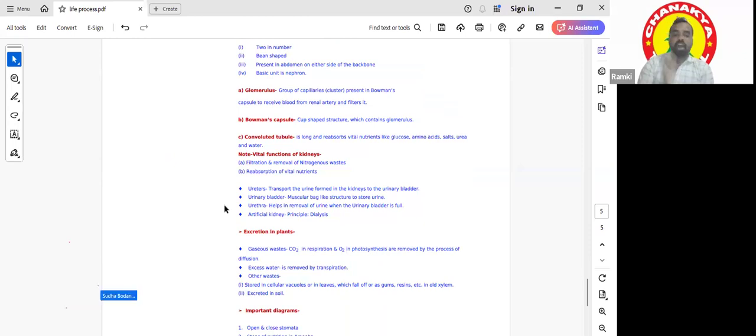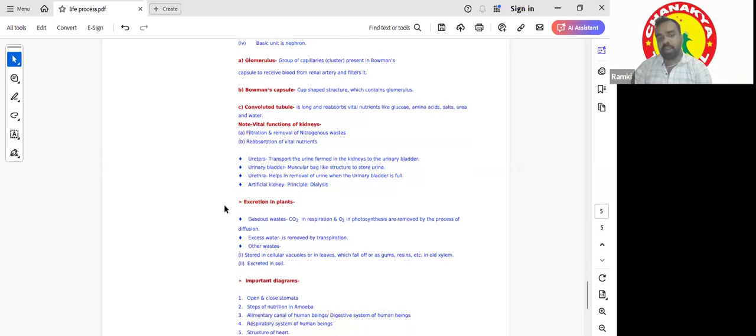Other than the kidney, we have some more organs for excretion, called the lungs. The lungs are responsible for excreting carbon dioxide. The skin is responsible for excreting sweat and sebaceous gland secretions. If the kidney is not functioning, we use an artificial kidney, where we do hemodialysis. Hemodialysis means doing the function of the kidney outside the body. In plants also excretion takes place. Carbon dioxide is excreted through respiration. Other wastes are stored in leaves, gums, and resins, and are excreted into the soil.